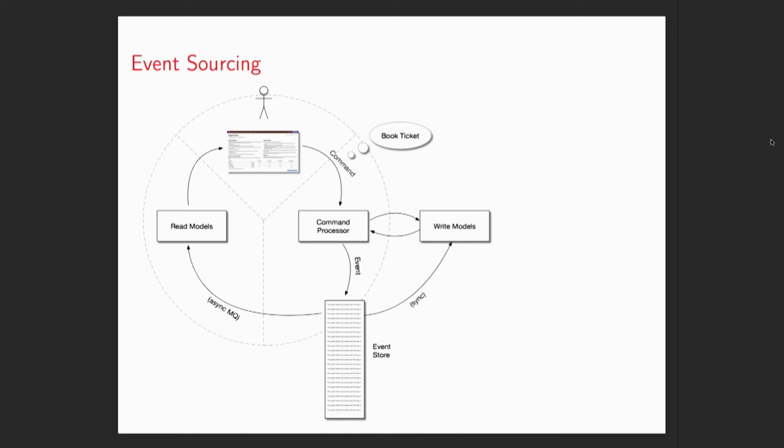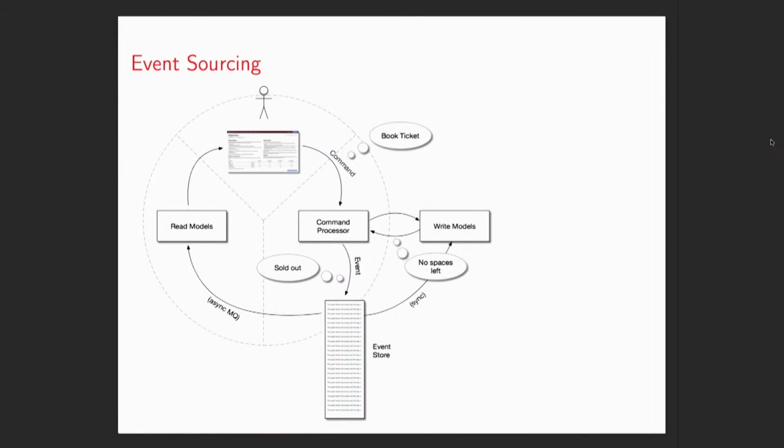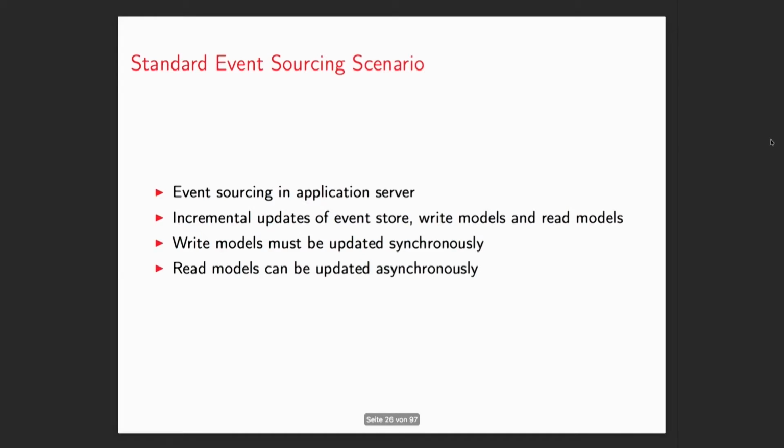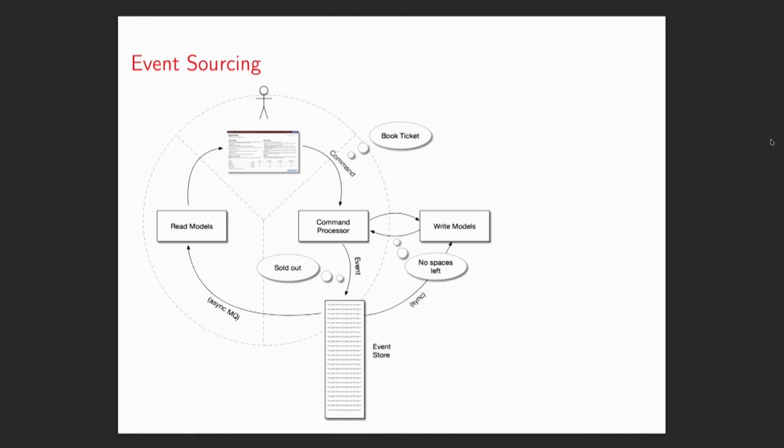So what we do need is another way of helping the command processor decide. And that's what is called a write model, because it's for the writing of the events. This also needs to be filled from the event store, but this needs to be synchronous, because we need to be able to reflect the actual current state of the event list in this write model at any given time. Then the command processor can ask the write model, and if the write model says no spaces left, then the command processor can decide, okay, I need to submit an event stating it was sold out. And then that also gets radiated to the read model and then to the website, so the user gets the appropriate reply to his ticket request.